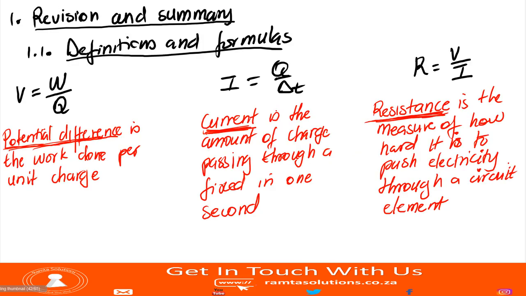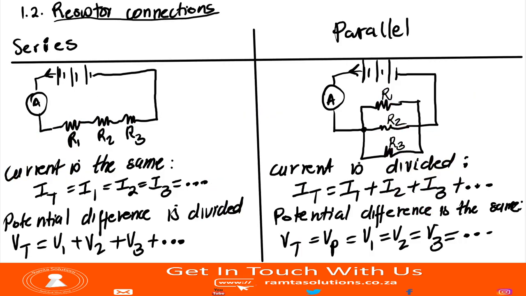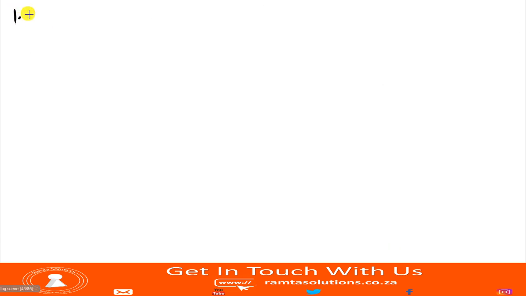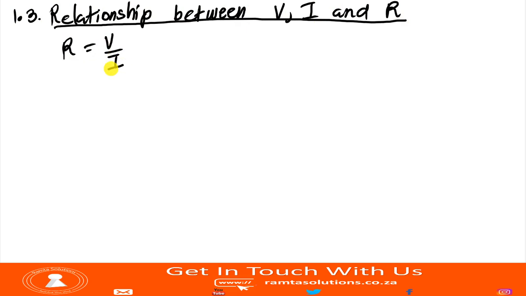Now, we are going to look at a relationship between voltage or potential difference, current, and resistance. That's 1.3. A relationship between potential difference and resistance. We know R equals V over I.